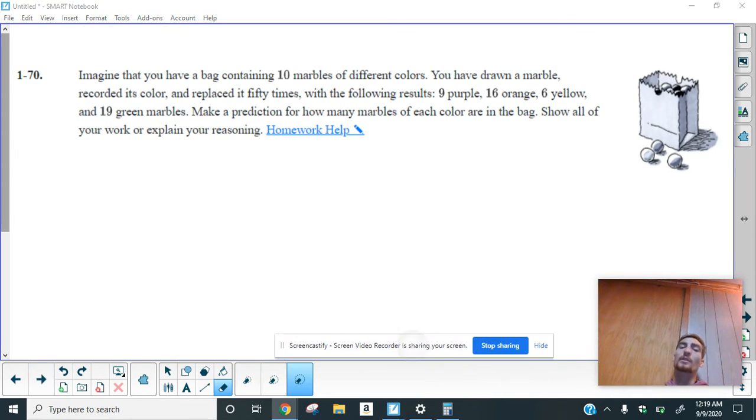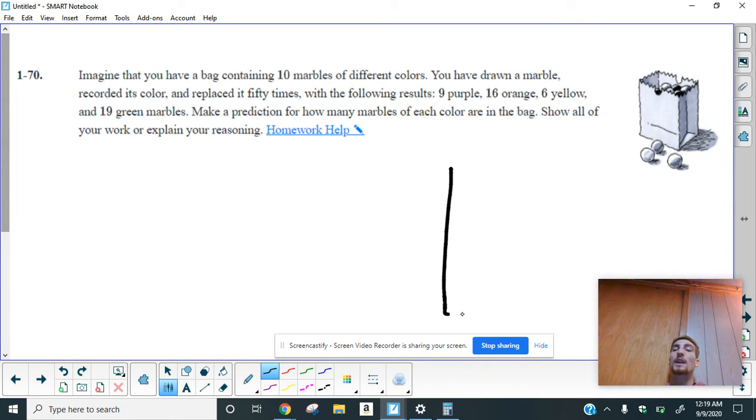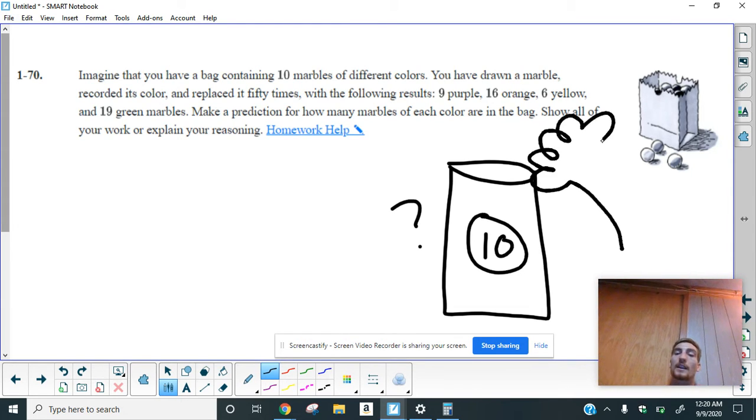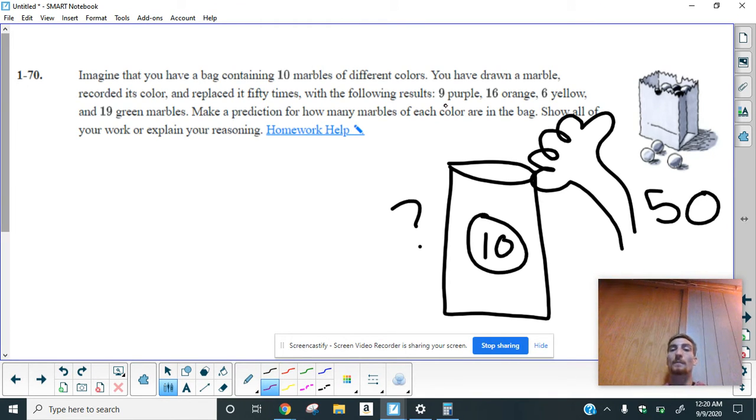Alright, so a lot was thrown out at us, but basically what it's saying is we have this bag of marbles. And in this bag is 10 marbles. We don't know what color these 10 marbles are, though. What we do know is we stuck our hand in this bag 50 times and drew out marbles 50 times. Granted, we put the marbles back in once we took them out, but we drew out marbles 50 times. And these are the results that we got from it.